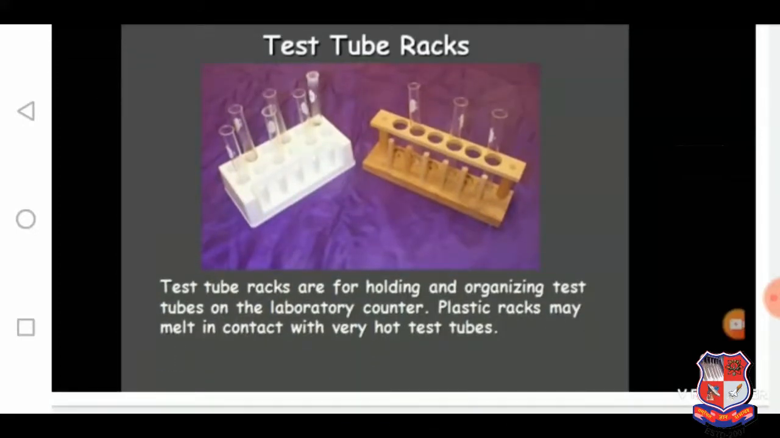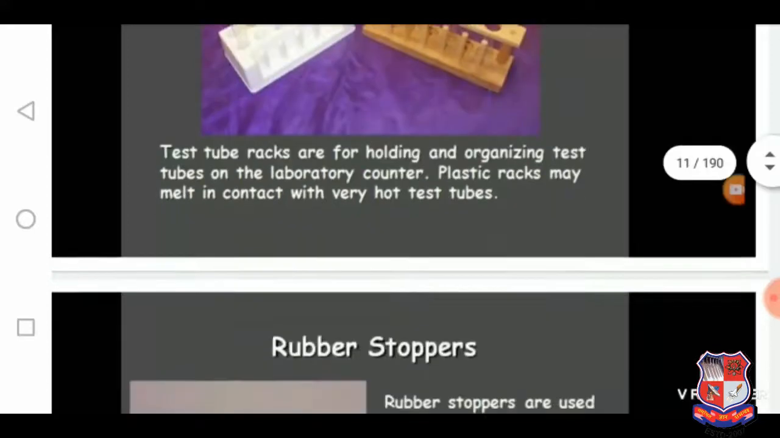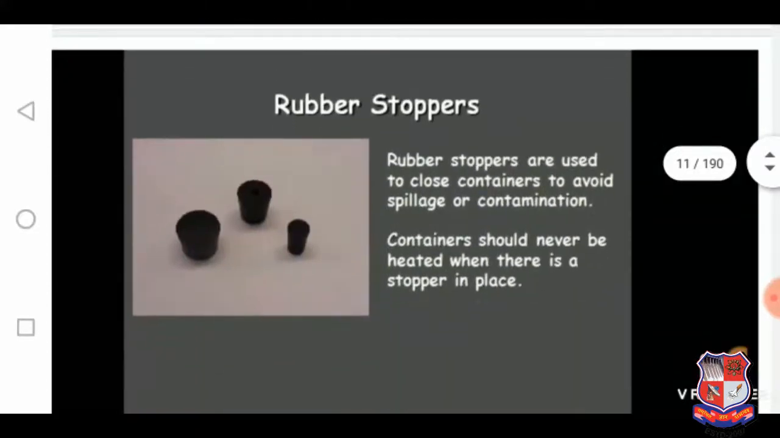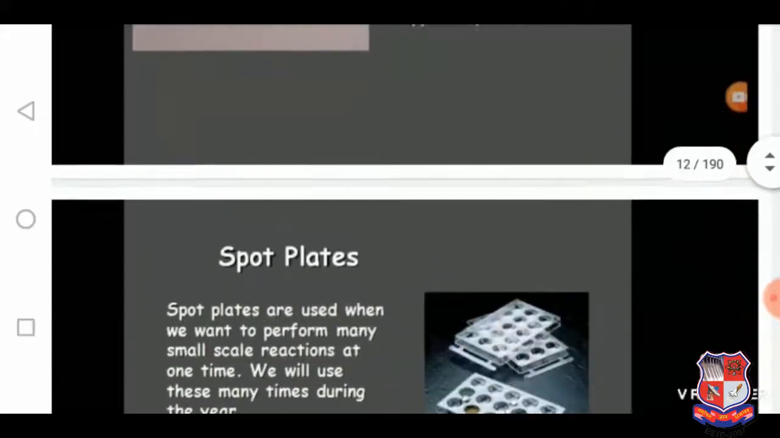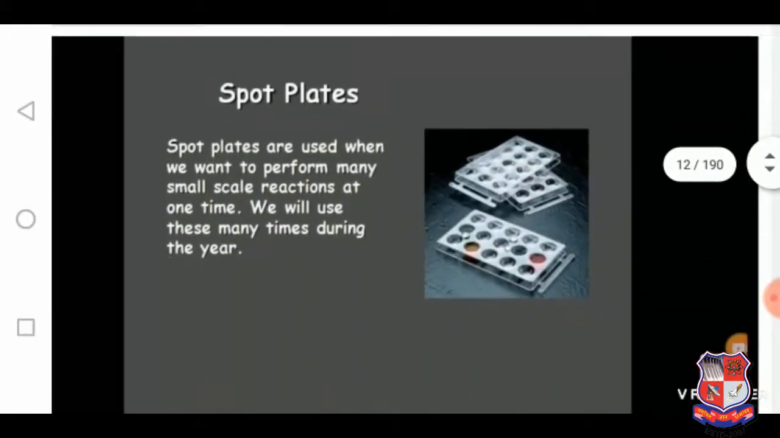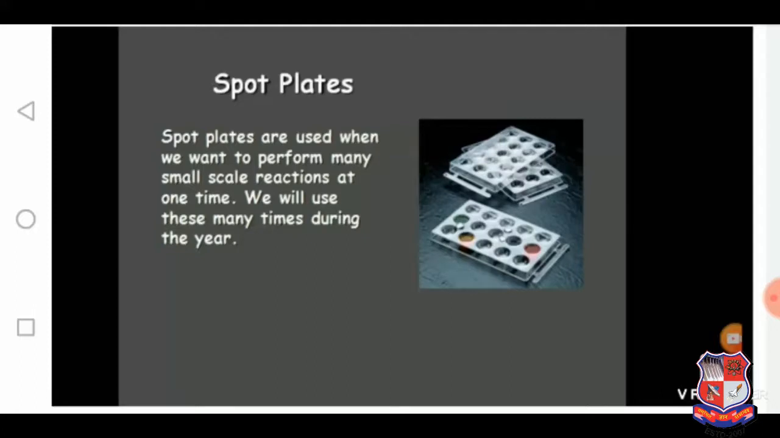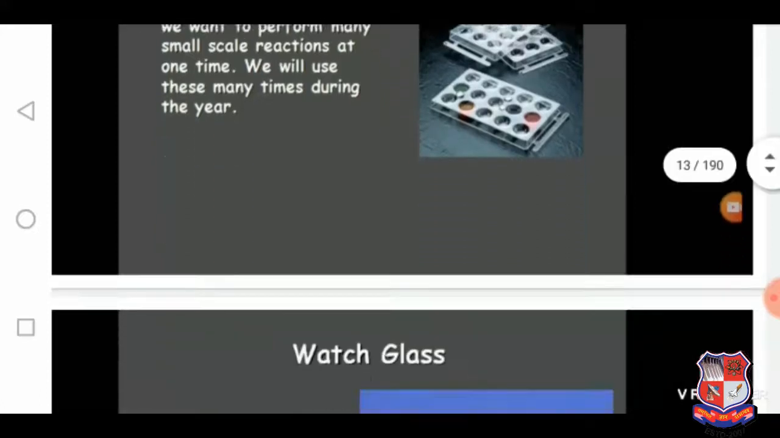Racks are used for holding and organizing test tubes on the laboratory counter. Rubber stoppers are generally used to close containers to avoid spillage or contamination. Containers should never be heated when there is a stopper in place. Spot plates are used when we want to perform many small scale reactions at one time. We will use these many times during the year.